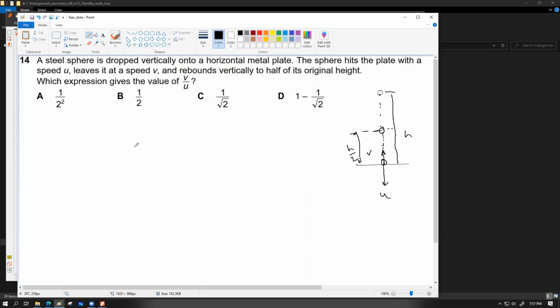The question is, what is the ratio of v by u? And to find the v by u ratio directly, somehow we have to use the ratio of h and h by 2.